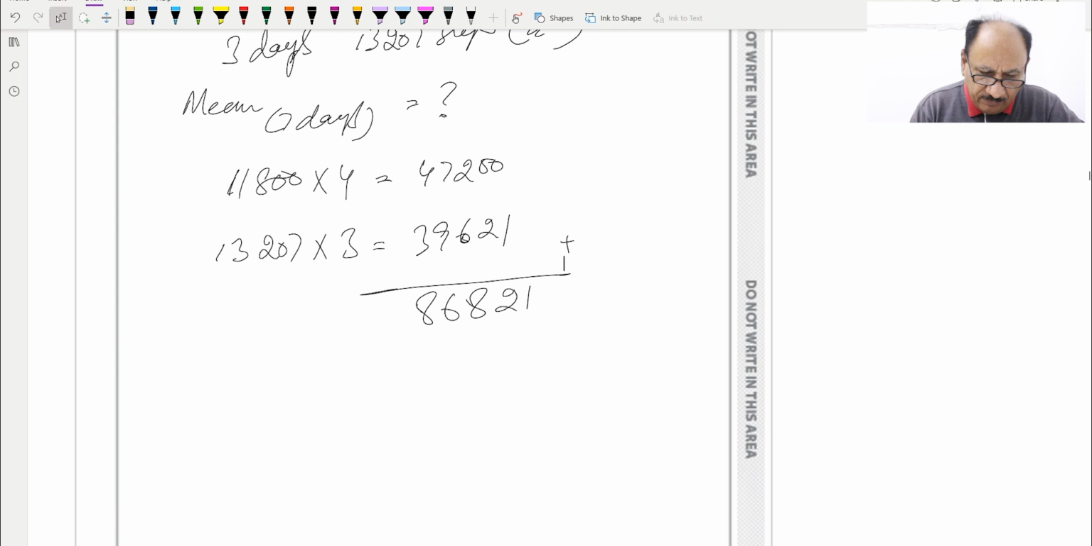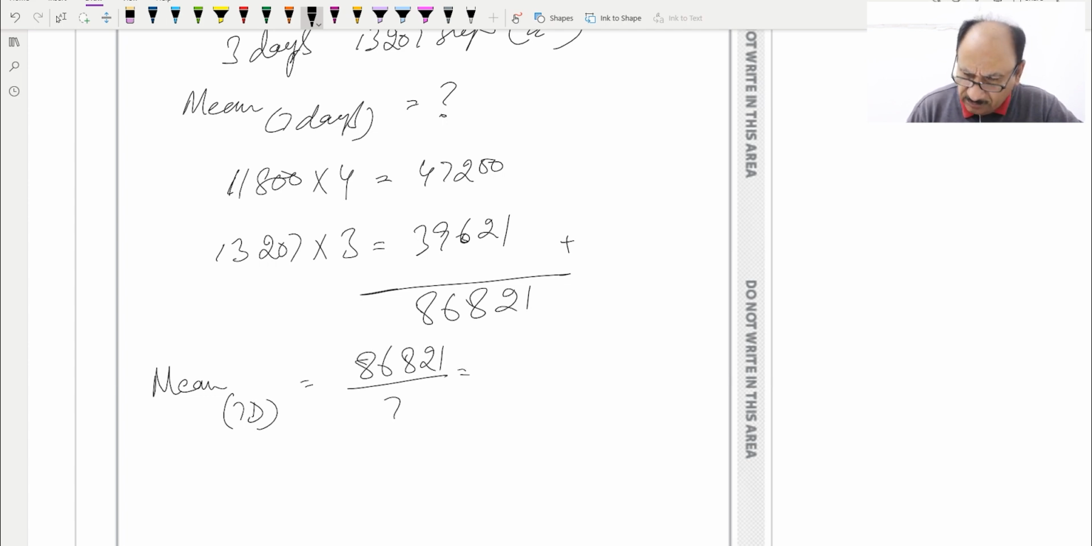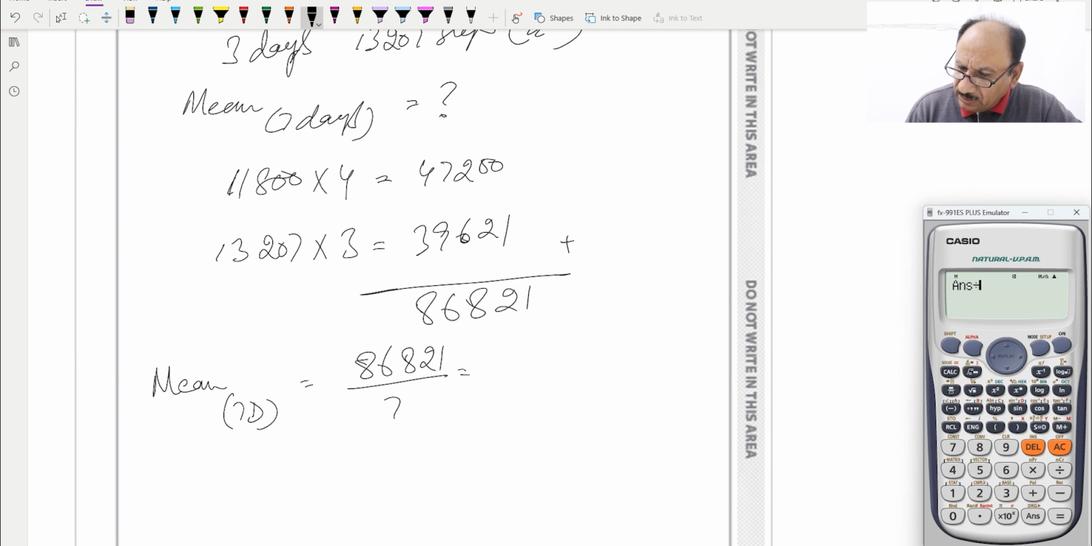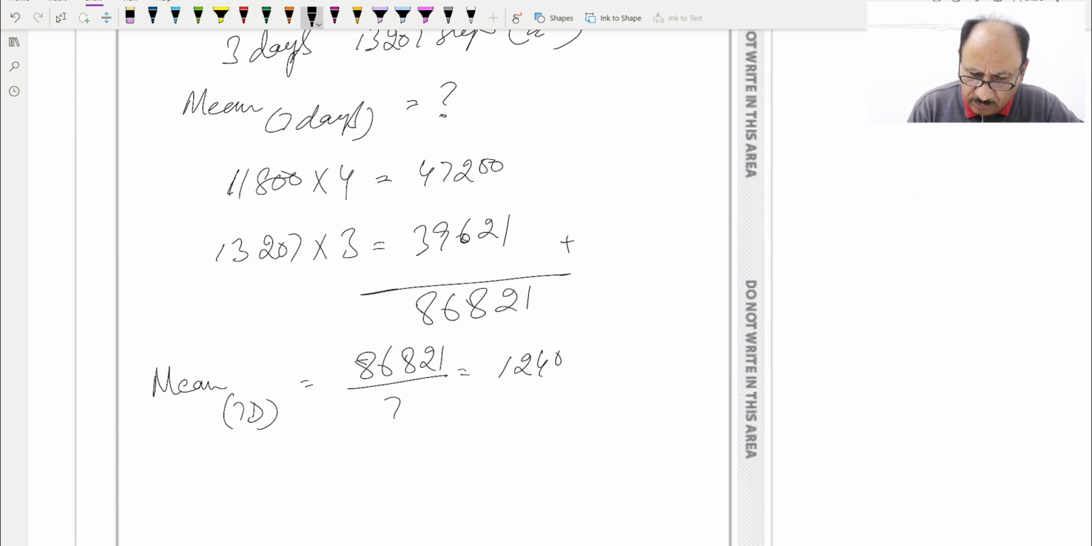And now to find the mean of 7 days will be equal to 86821, and this will be divided by 7, and this number which is there in calculator, so we can divide by 7 and we'll get 12403. 12403, this will be steps, and this is 3 marks part which we have done. Hopefully you understood this.